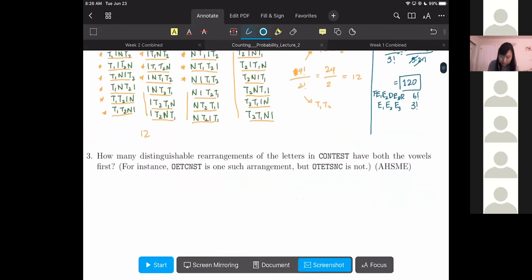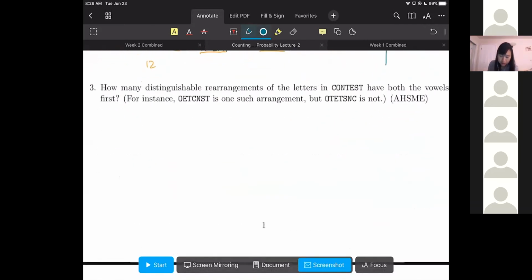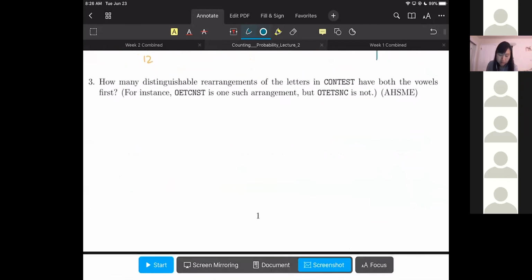All right, so I have one more question that's a little bit trickier. This one says, how many distinguishable arrangements of the letters in contest have both the vowels first? So here's an example. O, E, T, C, S, T is one such arrangement because we have O and E at the beginning. And O, T, E, T, S, C is not because the first 2 letters are not both vowels. Could I try? Yeah.